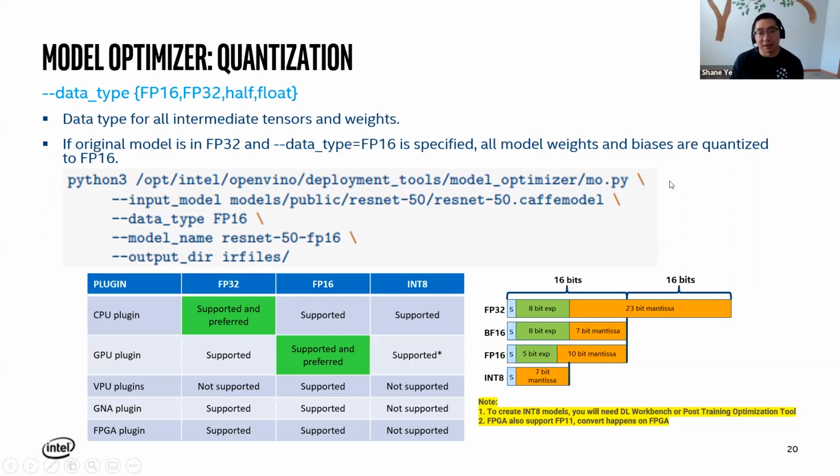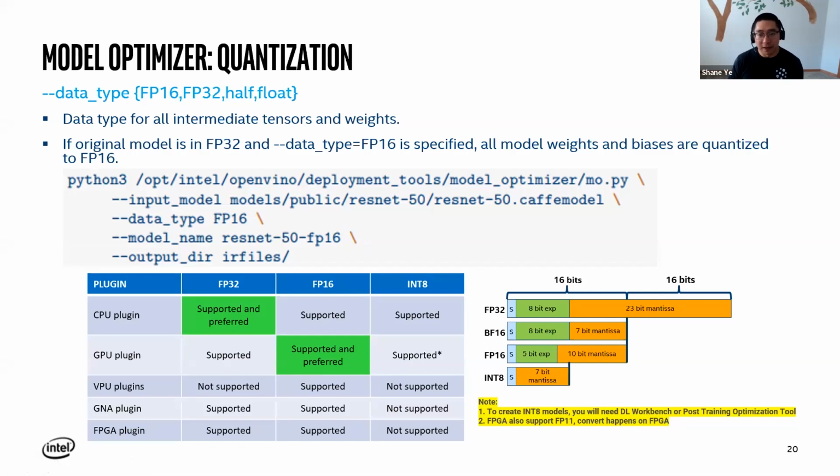And the other reason is that some hardware can only use one type of data type, like the VPU, the Neural Compute Stick, right? For example, they only recognize the FP16 data type. So if you want to do model inferencing on the VPUs, you have to convert or quantize the model to FP16 first.